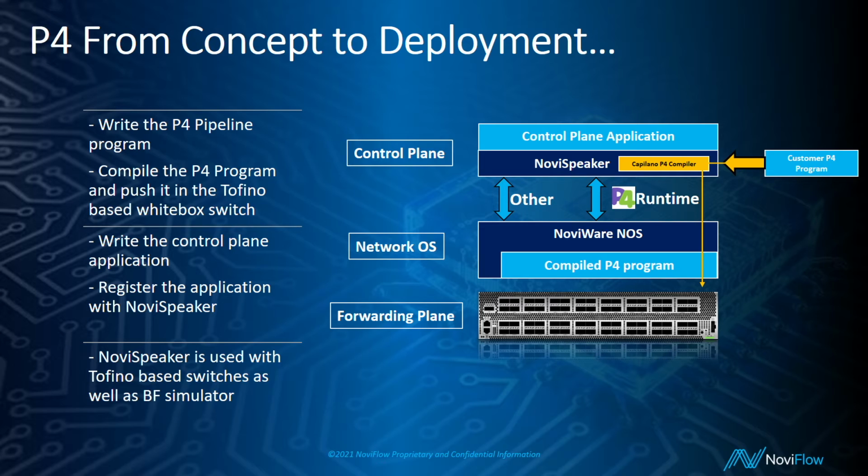NoviSpeaker is actually a client that connects to the switch and maintains that connection throughout the life of the switch. It provides the northbound connection for business applications and southbound to control the switch at runtime. So basically, state machine wise, the switch first boots, then NoviSpeaker connects to the switch. Then NoviSpeaker compiles the P4 program and pushes it into the pipeline, into the Tofino. Then it connects to the applications on the northbound side, and then maintains these connections with the switch and the business application to control the network basically.